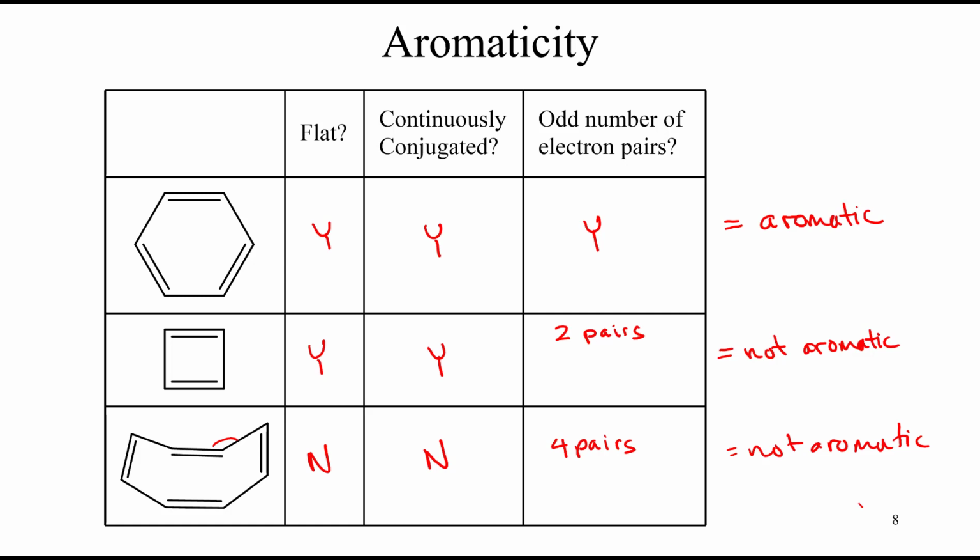Now, what about a molecule that looks like this? Is it flat? It turns out it is flat because every atom in this structure is sp2 hybridized, so it's flat. It has continuous conjugation.